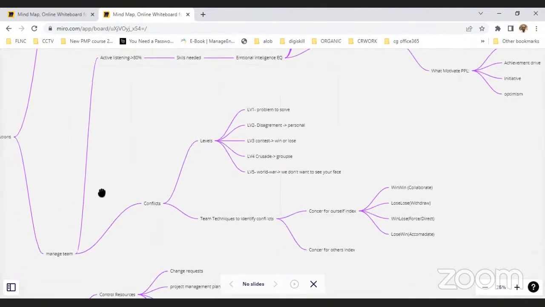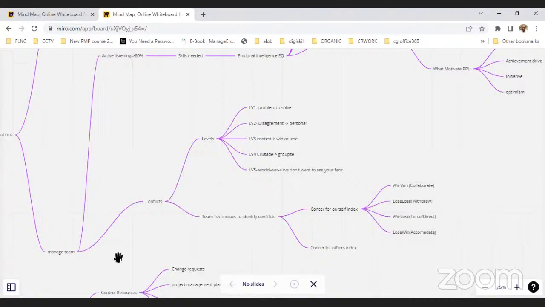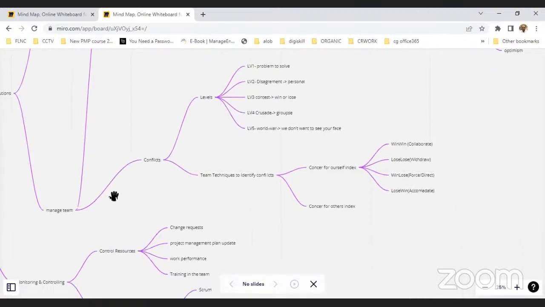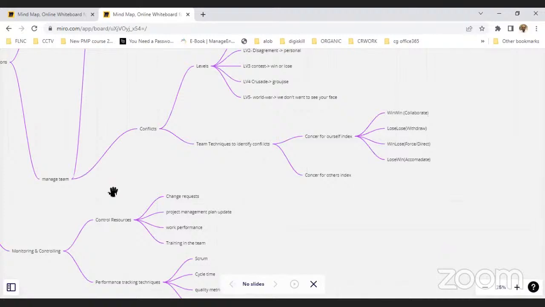If you're talking about the conflict levels, there are five. Level 1 is the problem to resolve, disagreement. Level 2 is the personal. Level 3 is contest, win or lose. Level 4 is crusade, that is the group-based. And level 5 is world war.